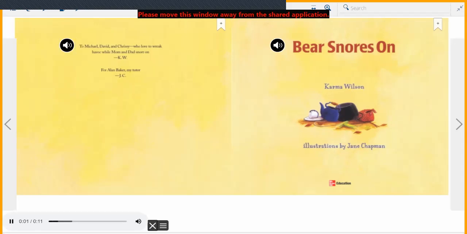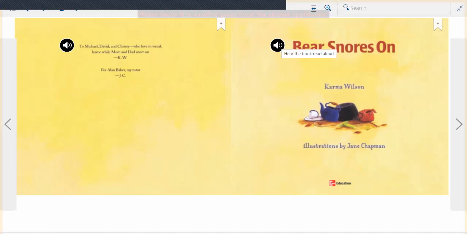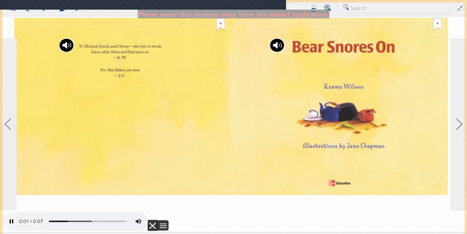To Michael, David, and Chrissy, who love to wreak havoc while Mom and Dad snore on. KW. For Alan Baker, my tutor. JC. Bear Snores On by Karma Wilson. Illustrations by Jane Chapman.